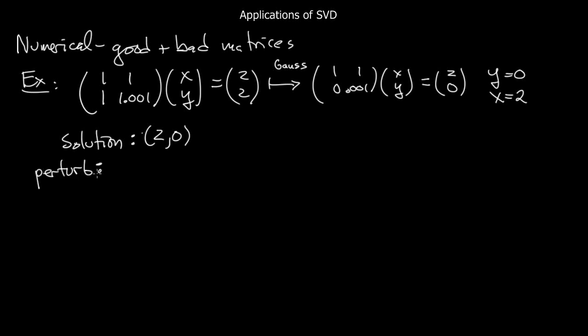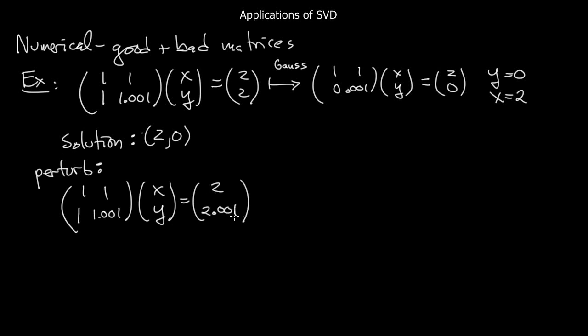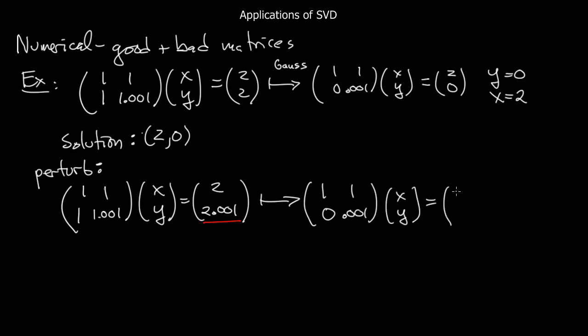But now what I want to illustrate is, what if I perturb the target vector very slightly? So instead of this, I replace the second entry with 2.001. And of course, in applications, that's the kind of thing that can happen. You can have small errors. When you do Gaussian elimination, you get the same matrix here, 0.001, but now the right-hand side turns out to be 2 and 0.001. And now the solution is different. Now y is forced to be 1, and x is equal to 1.